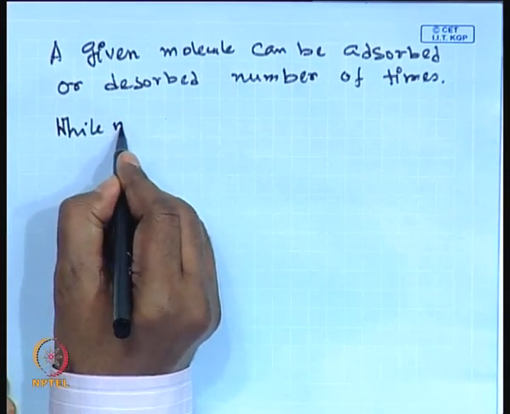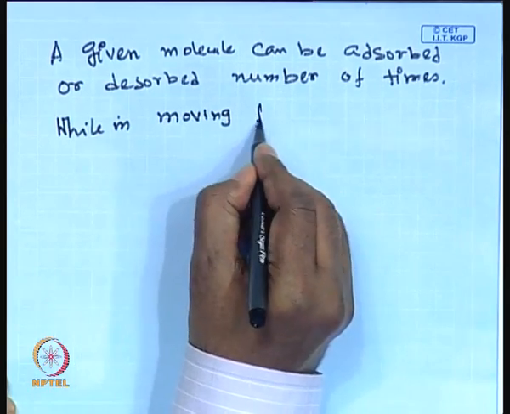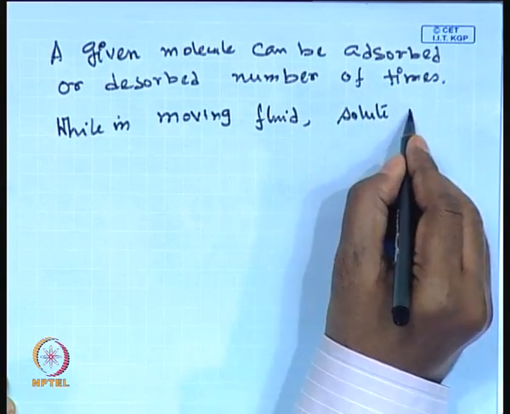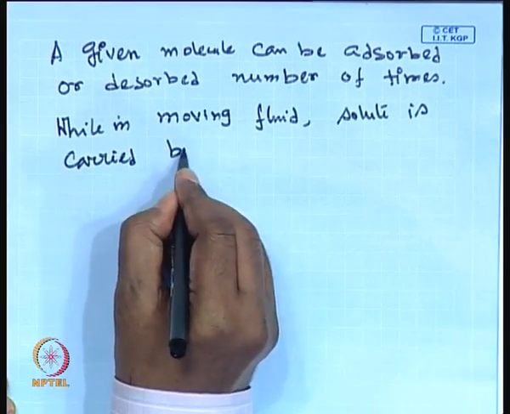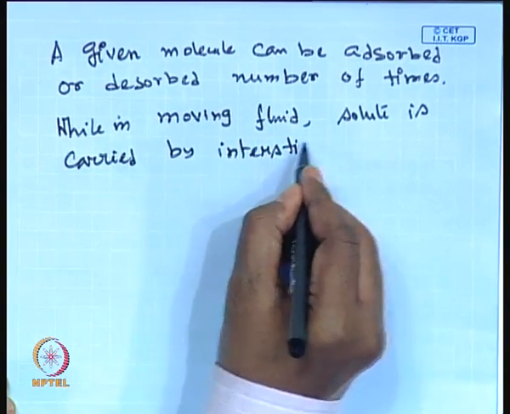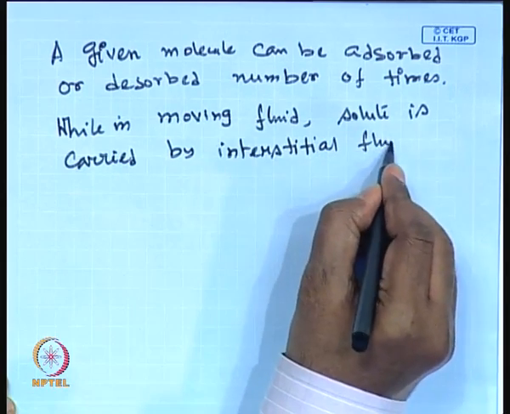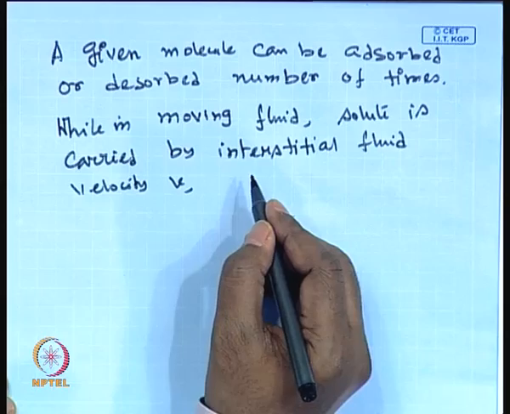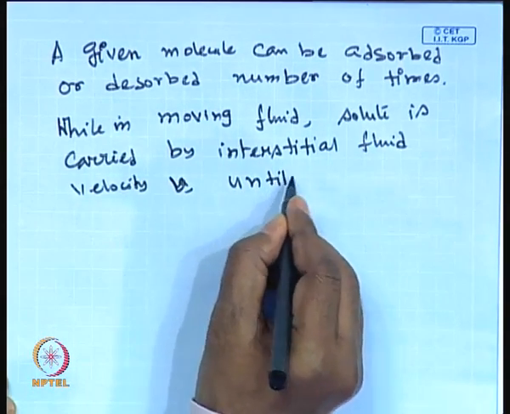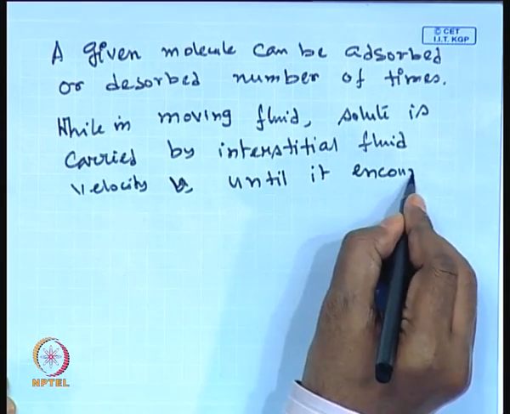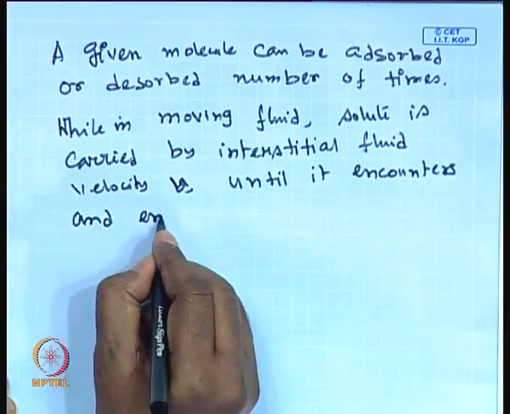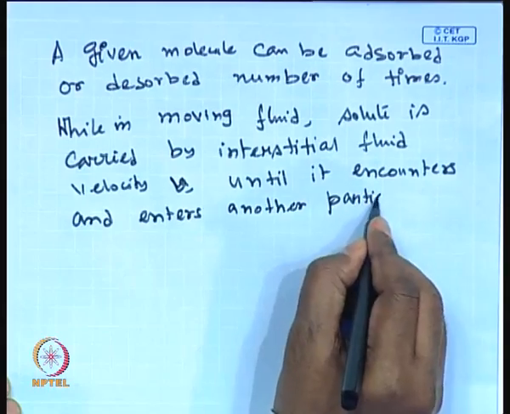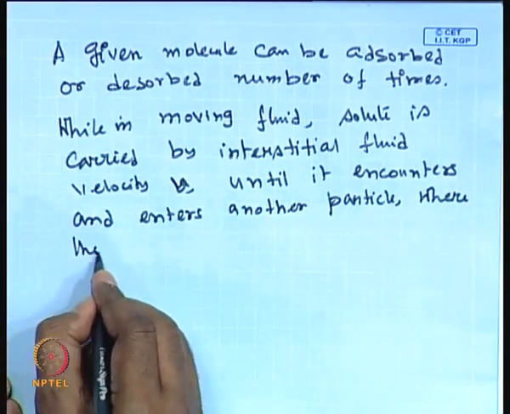While in the moving fluid, that means in the mobile phase, the solute is carried along by the interstitial fluid velocity V until it encounters and enters another particle, where the whole process is repeated.